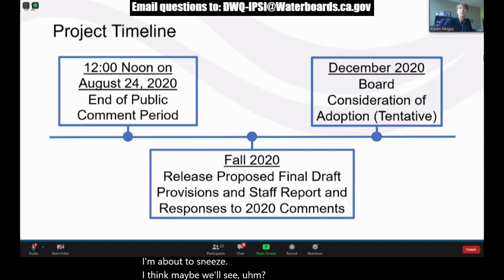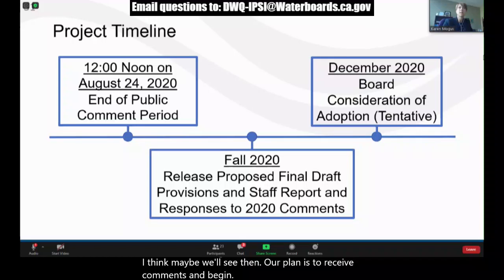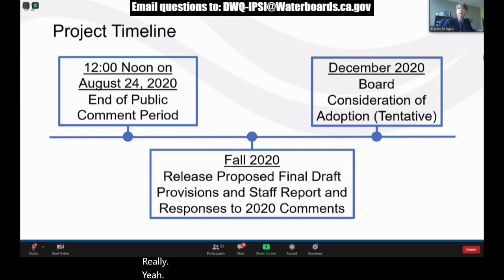Then our plan is to receive comments, prepare a response to those comments, obviously conduct additional stakeholder meetings as appropriate or requested, and propose a final draft of the provisions and release that sometime in the fall.